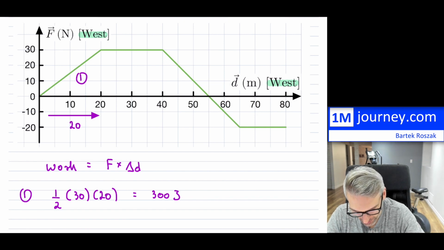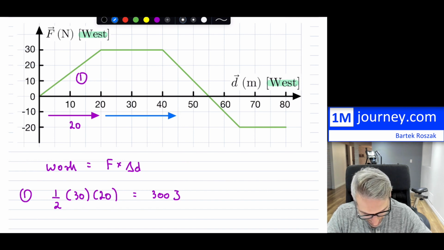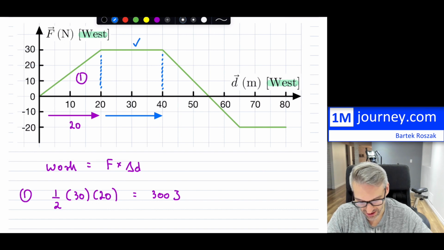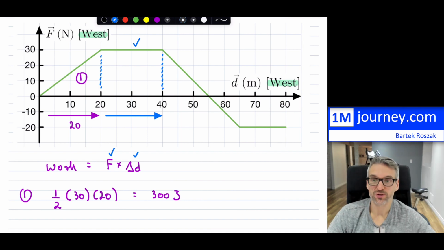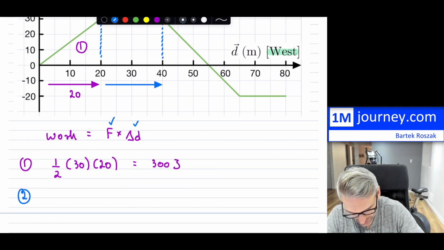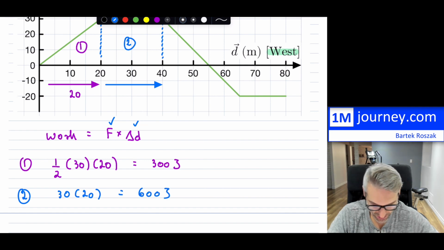Now, the second portion is going from 20, okay, all the way to 40, right? So this is this little portion right there. If you're going to do that, notice that here the force is actually constant. So that's going to be your force, and then you need your displacement. Well, 20 to 40 on your position means your displacement is basically 20 meters again. So for this, if I call this number 2, this is just 30 times 20, which is going to be 600 joules. All right, so that's your piece.